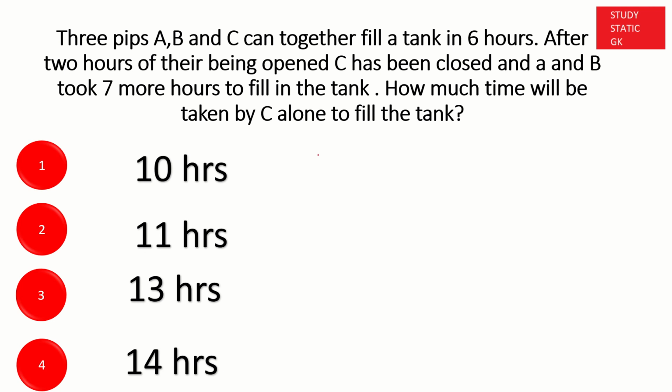Okay, so here let us take 1 by A plus 1 by B plus 1 by C is equal to 1 by 6. What I'm saying is that A, B and C can together fill a tank in 6 hours, which means in 1 hour A can fill 1 by A part, B can fill 1 by B part, C can fill 1 by C part. In total, 1 by 6 part of the tank will be filled.